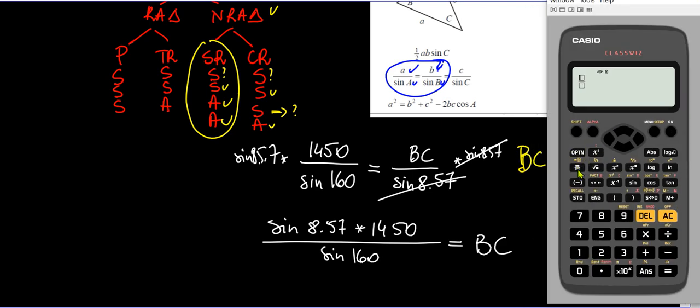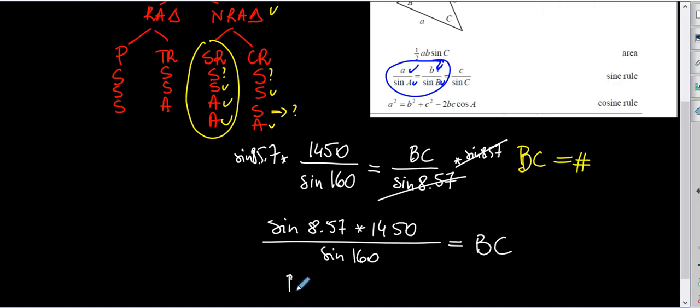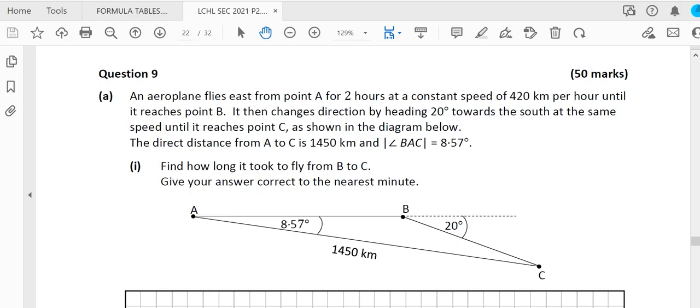So let's put that in our calculator. Sin of 8.57, close bracket, multiply 1450, and then divided by sin of 160. And we get our BC. BC equals 631.7626. Let's look at the terms and conditions of our answer.